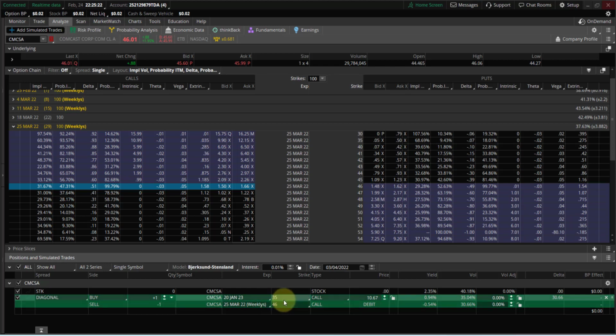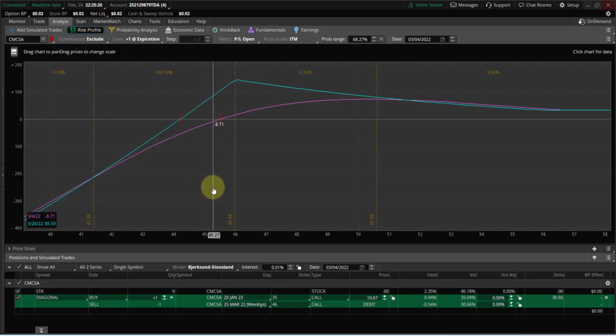But it's being offset by your long duration $35 long call, right? And so if I look at the risk profile for this trade, ignore the pink line. The pink line is showing me the profit loss as of March 4th, and I can change that date. But the blue line is showing me at the first expiration, so of the near-term option expiring March 26th, what does the profit loss look like at different prices, right?